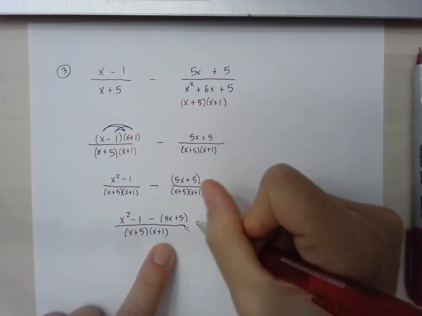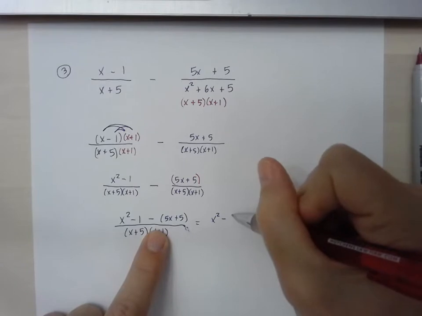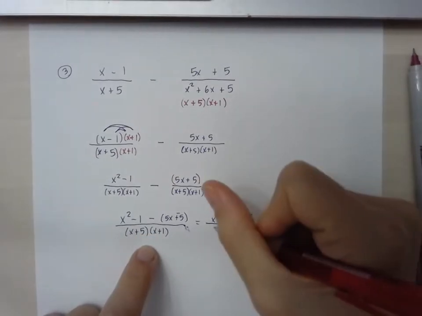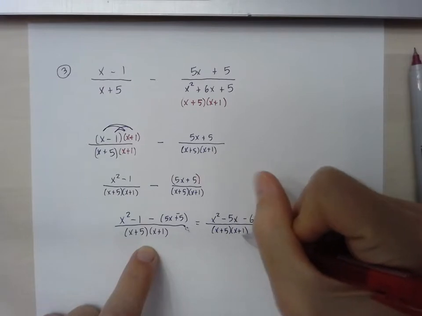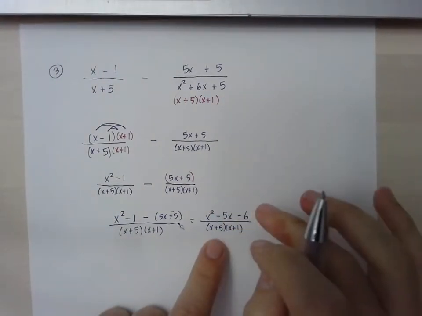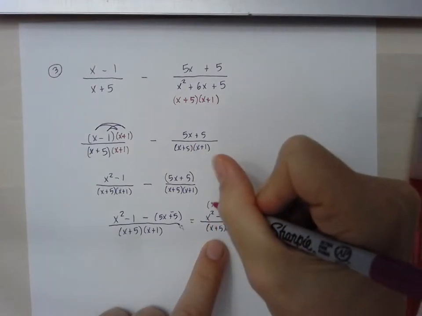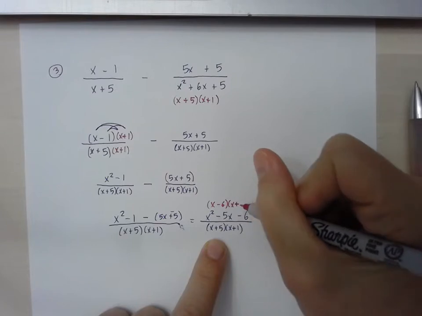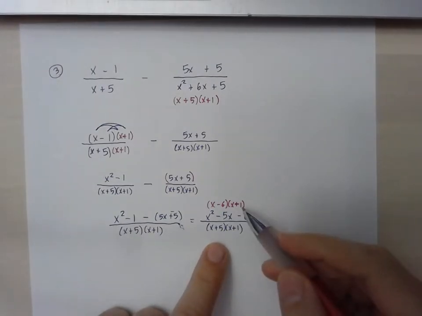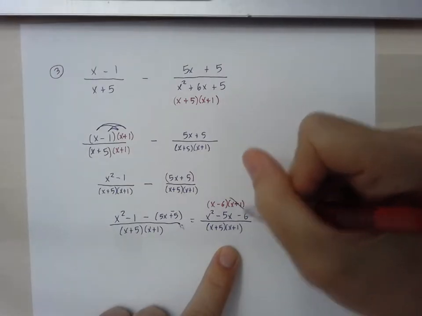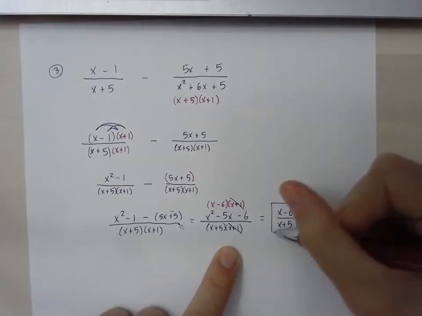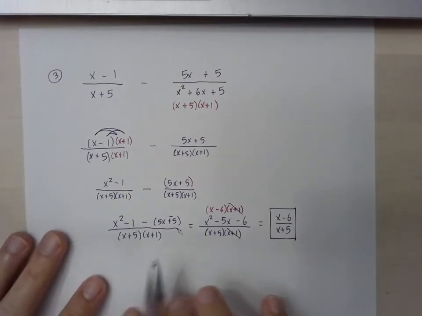All right, well, that's going to be x squared minus 5x. I'm going to write it in order. And then the minus 1 and negative 5, that's going to be negative 6. When I factor x squared minus 5x minus 6, I get x minus 6 parentheses x plus 1. That's right. There you go. So x minus 6, x plus 1. And I can say, oh, well, those x plus 1s cancel out. And so I have x minus 6 over x plus 5. Definitely not any more work or less work than the last one. But there is an easier way to do that.